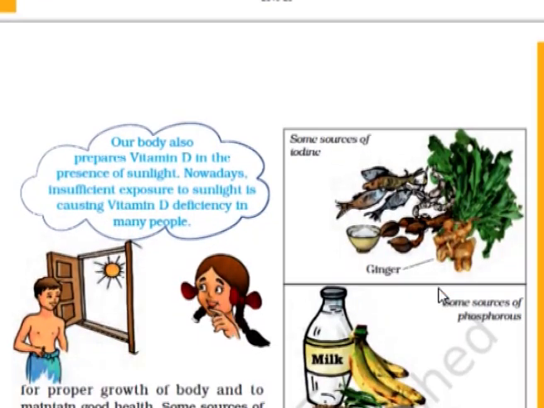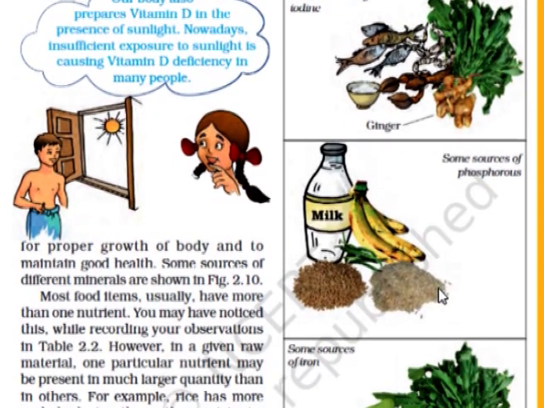And children, we also get vitamin D from sunlight. Our body also prepares vitamin D in the presence of sunlight. Nowadays, insufficient exposure to sunlight is the cause of vitamin D deficiency in many people.